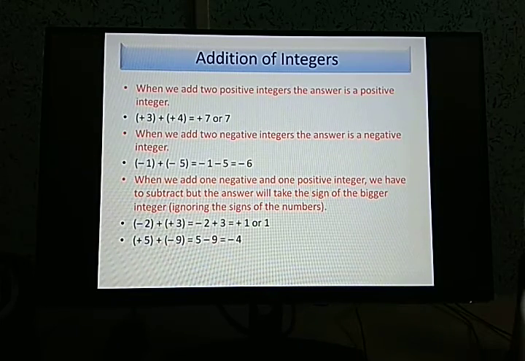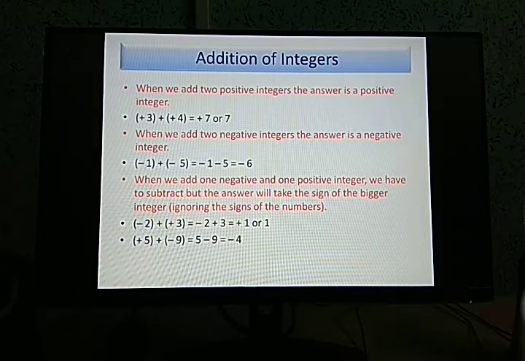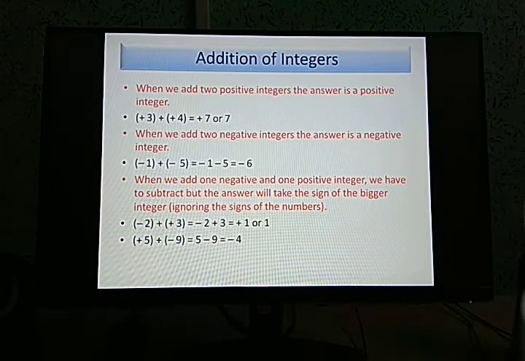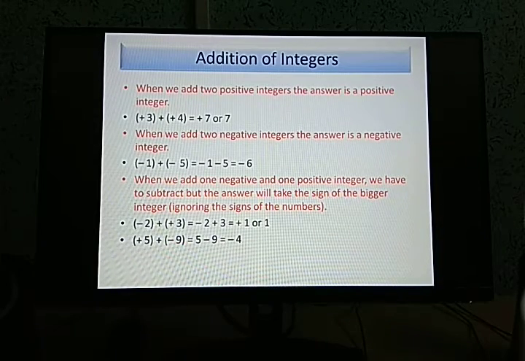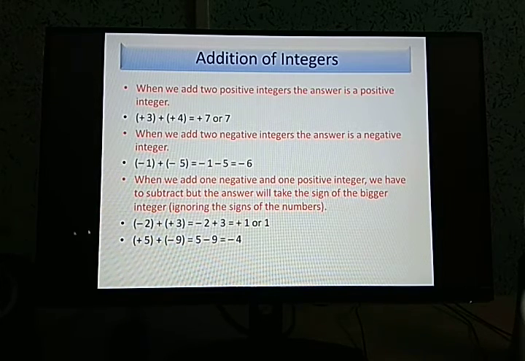Say plus 5 and minus 9. If we have to add these two numbers, then you can see which is bigger here, 9 or 5? Obviously 9. So whatever the result will be, it will take the sign of 9. So what is the sign of 9? Minus. So we already got an idea what would be the result. Whatever the result will be, it will be in minus. Now moving on, plus 5 will be as it is.